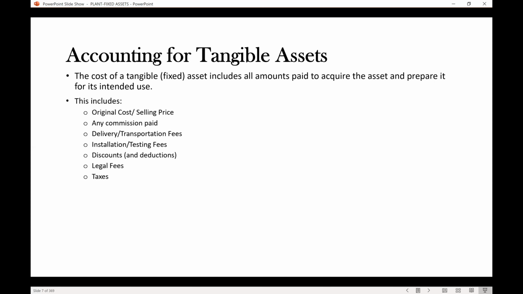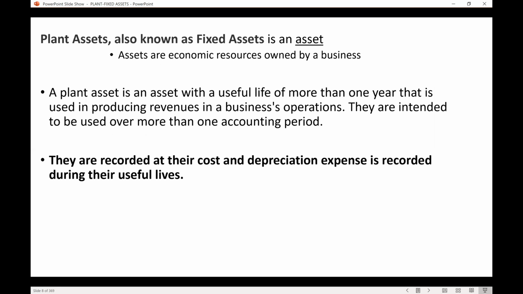Did you receive any discounts or any further deductions from deals, right? You have to deduct that from it. Then you have any legal fees or taxes that you paid. So all these costs, all these amounts together give you the cost for the asset. Because even if it was not the selling price, you still had to pay to prepare it for its intended use. So it's a part of the cost. So we have looked at that part, that they're recorded at their cost, the cost to bring it to its intended use. And let's look at the last part.